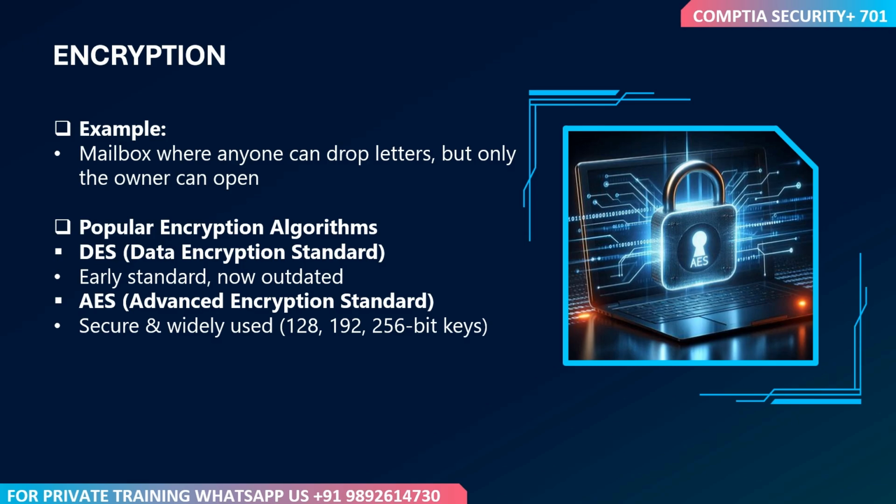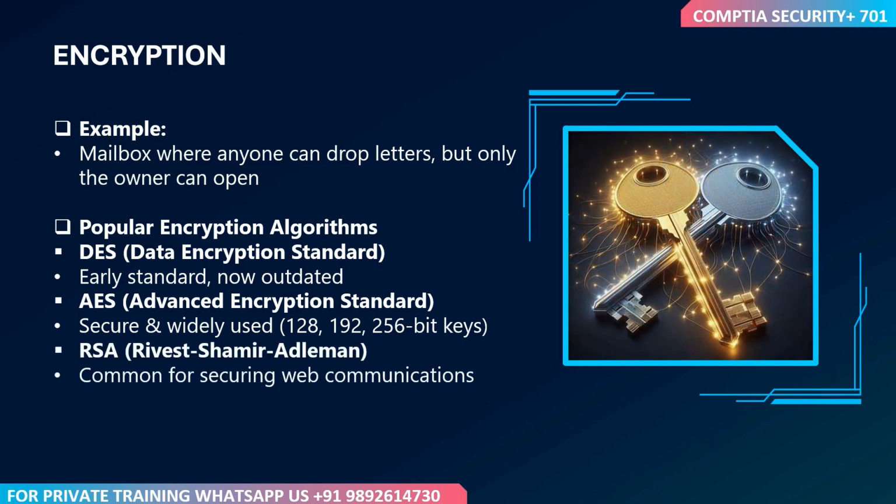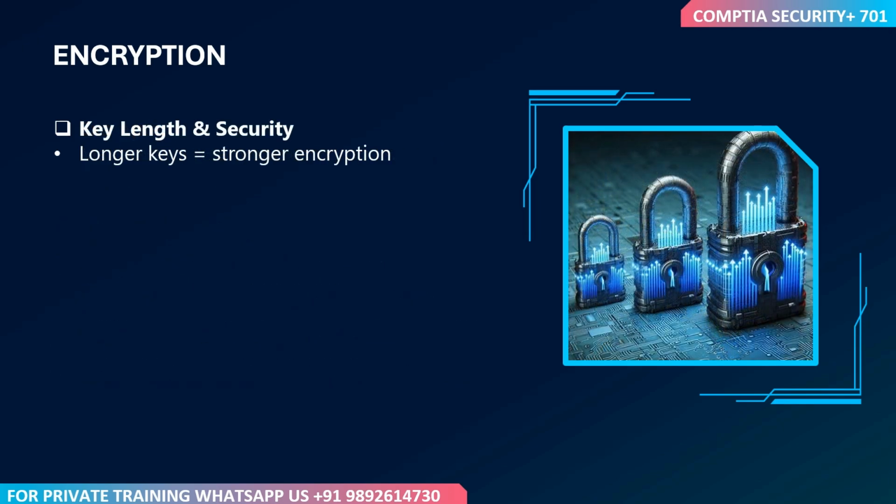RSA, named after its inventors Rivest, Shamir and Adleman. RSA is an asymmetric encryption algorithm, and it's widely used for securing communications over the internet, such as HTTPS connections for secure browsing and email encryption. RSA involves generating a public-private key pair, with the public key used for encryption and the private key used for decryption.